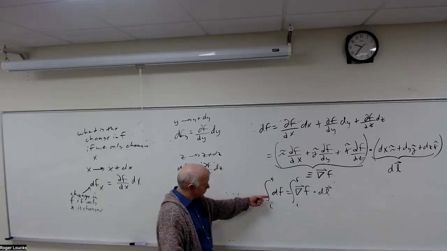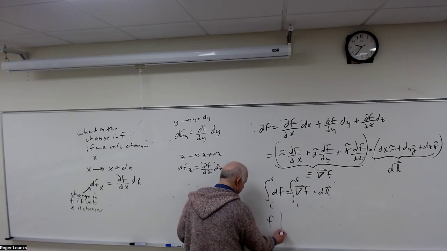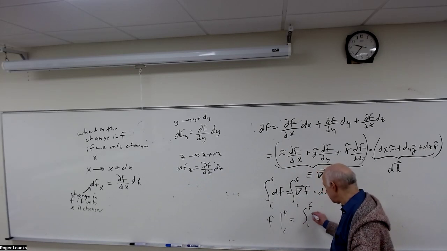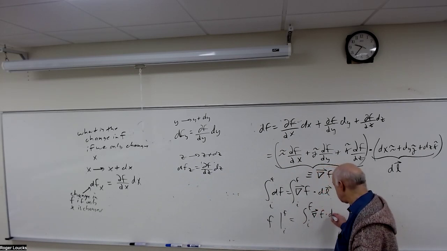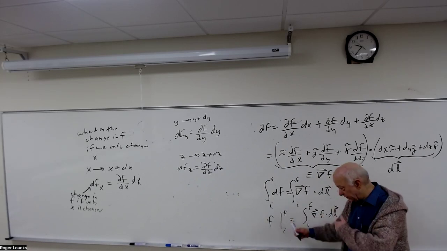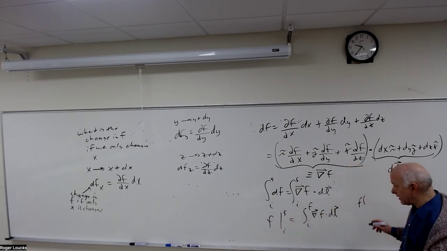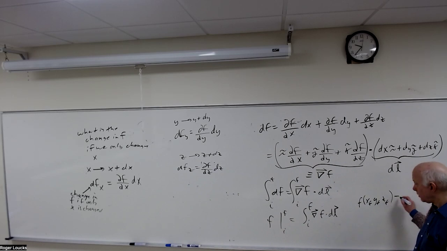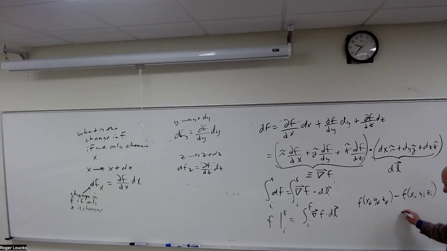So what would this be here? The integral of dF is some F. I'm going to evaluate this from some initial to final spot. So this is going to be F evaluated at some final spot, X final, Y final, Z final, minus some initial spot. So this is going to be F at X initial, Y initial, Z initial. And that has to equal my buddy over here.